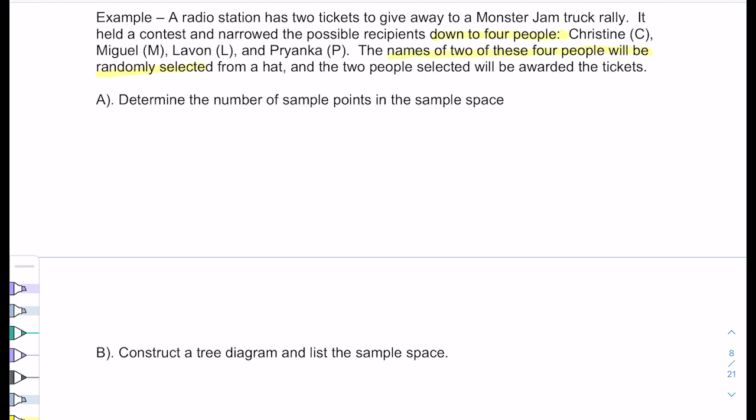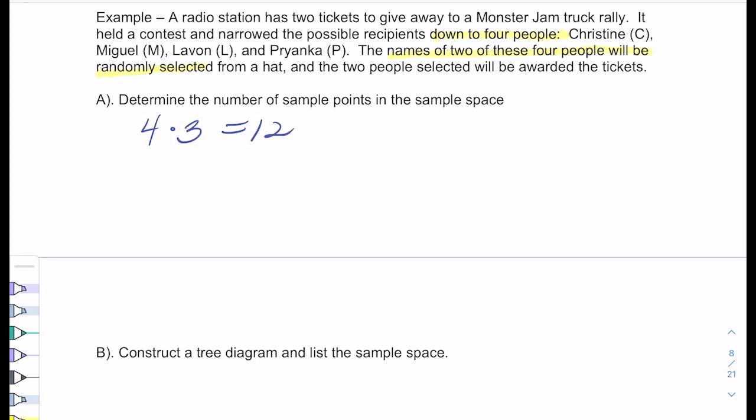So I've got 4 people and their names in a hat. So my first set is going to have 4 possibilities. It could be Christine, Miguel, Lavan, or Priyanka. But your next set is only going to have 3, because once you choose a name, there's only 3 people left. So 4 times 3 is 12. So there's going to be 12 sample points in that sample space, because once that first person is selected out of the 4, only 3 are left.